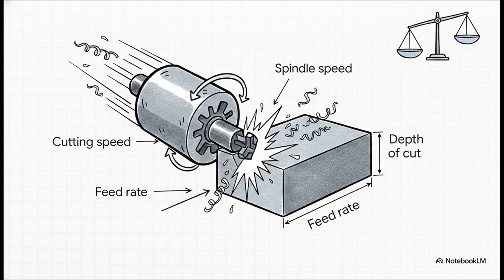So the critical point here is how we manage what are called the cutting parameters: cutting speed, feed rate, depth of cut, and spindle speed. These 4 variables are the secret recipe for a successful part.